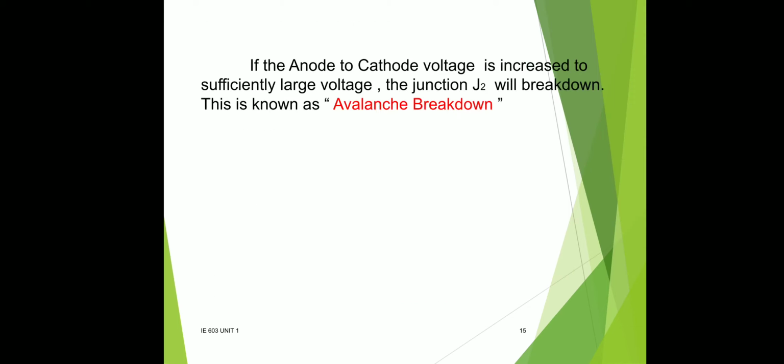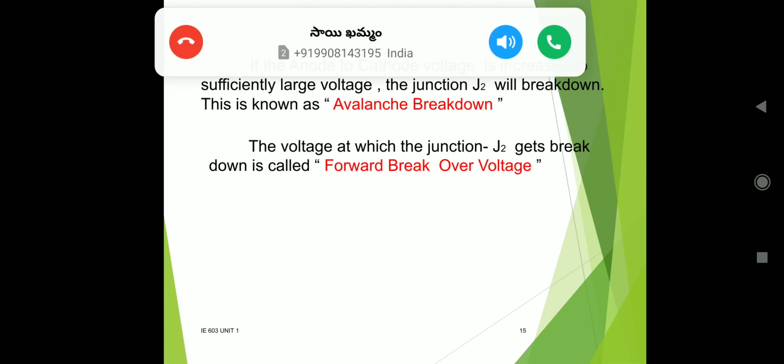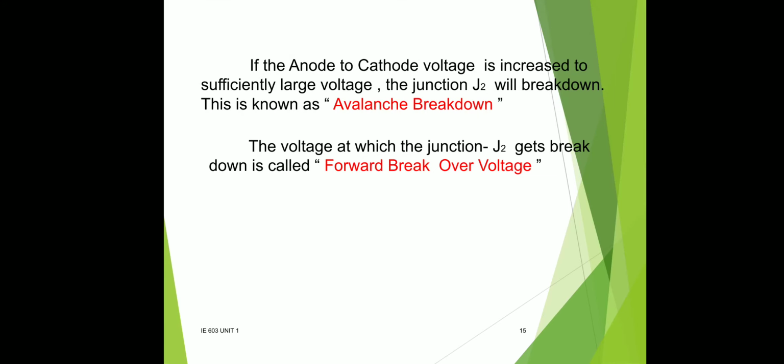Now the anode to cathode voltage is increased to a larger value. When the anode to cathode voltage is increased to a large value, the junction J2 will break down due to the avalanche breakdown. Junction J2 will break down and the voltage at the junction gets breakdown. This is called forward breakover voltage.